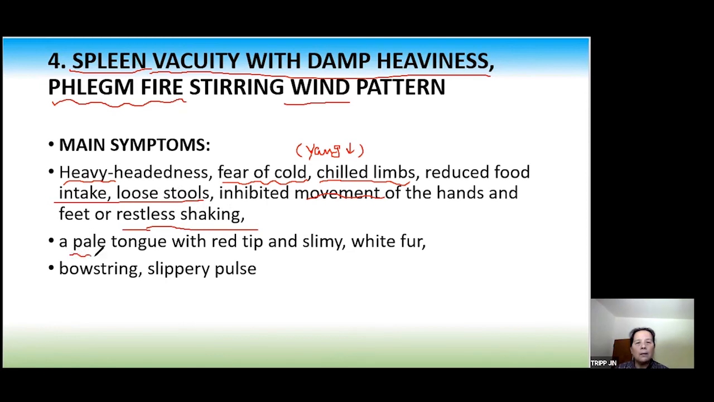Pale tongue, moist tongue coating, sometimes with teeth marks on the side of the tongue. That's dampness phlegm. And the wiry pulse here is caused by phlegm. A wiry pulse generally goes with three common conditions: liver issue, painful situation, and another situation is phlegm. And the slippery pulse comes from phlegm.